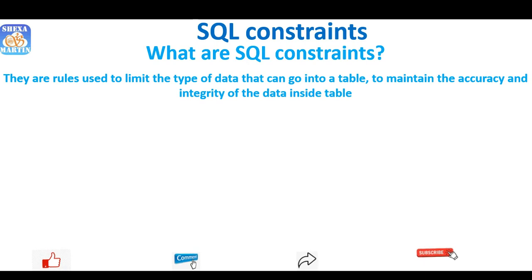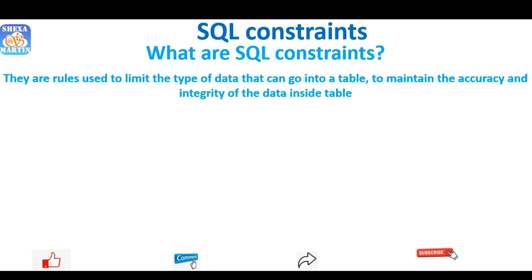So SQL constraints are used to specify rules for the data in a table. They are used to limit the type of data that can go into a table. This ensures the accuracy and reliability of the data in the table. So if there exists any violation between the constraint and the data action, then it means the action itself is aborted. The action is going to be aborted.